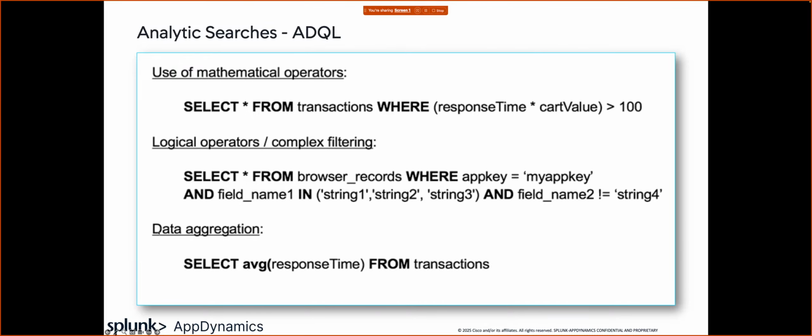And then data aggregation. Instead of having to add everything together and then divide, there are some aggregation options such as an average, which is a really common one. And we'll show you an example of that a little bit later.